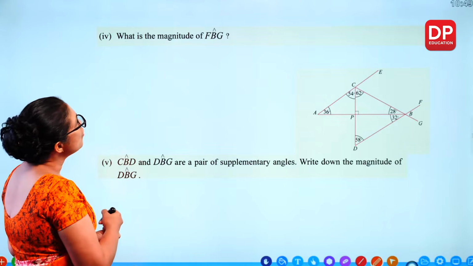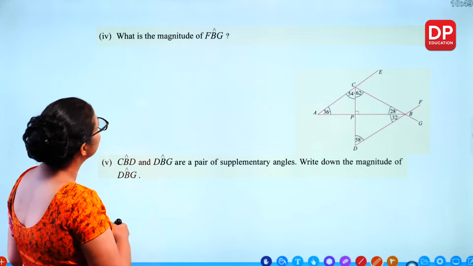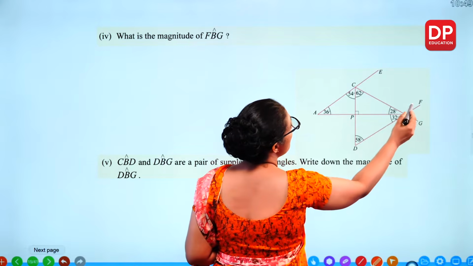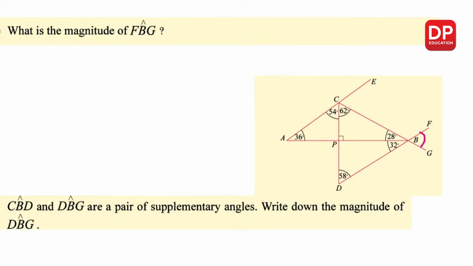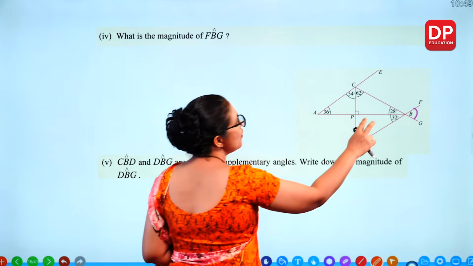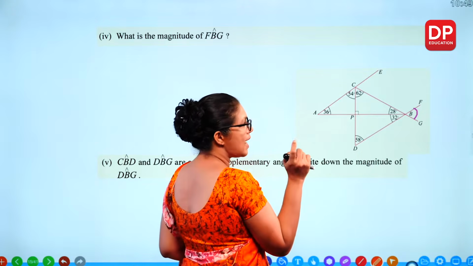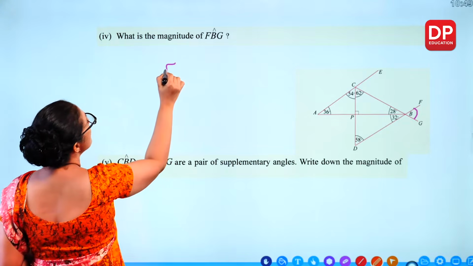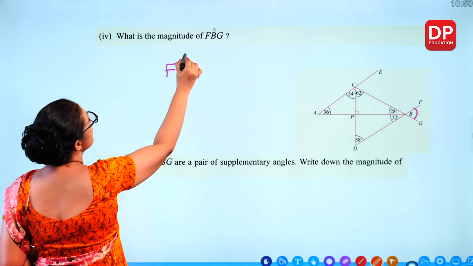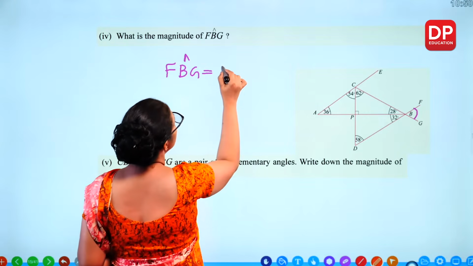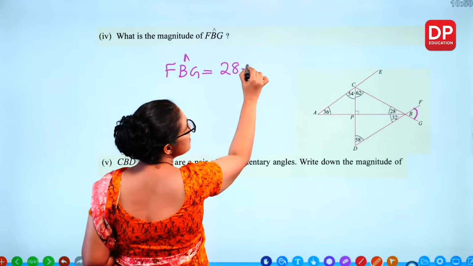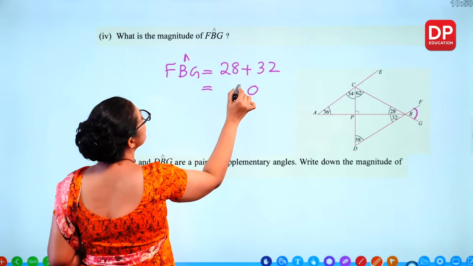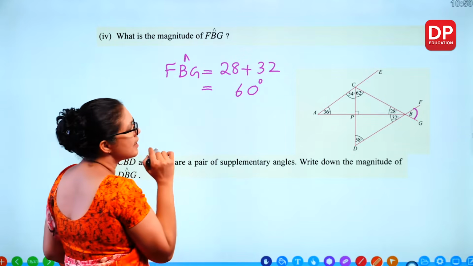What is the magnitude of FBG? So what's this one? We know these two vertically opposite angles are equal. So what's FBG angle? Just add the 2 angles, 28 and 32. 60 degrees.